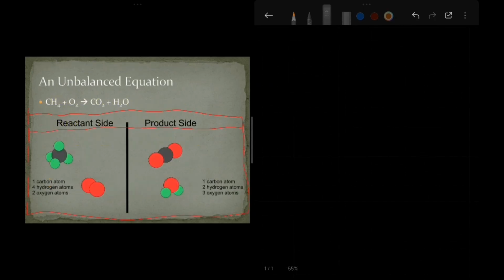So we have here CH4 plus O2 yields, or produces, CO2 plus H2O. So this is our equation.